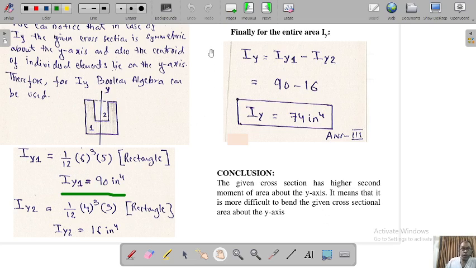I hope this was a very long numerical and very conceptual, and you have understood it better. Okay, thank you very much.